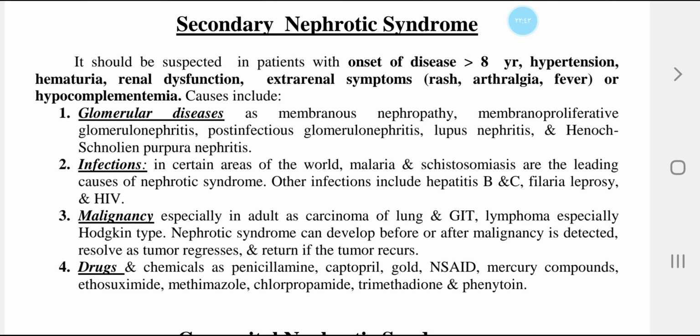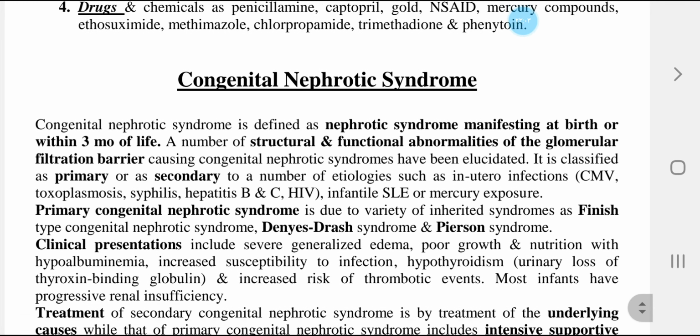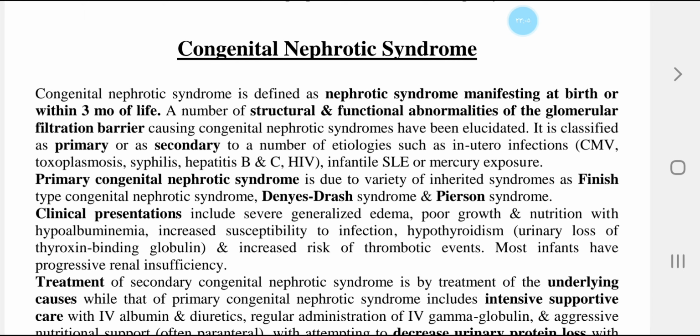4. Drugs and chemicals such as penicillamine, captopril, gold, non-steroidal anti-inflammatory drugs, mercury compounds, ethosuximide, methimazole, chlorpropamide, trimethadone, and phenytoin. And the last subject is congenital nephrotic syndrome, which is defined as nephrotic syndrome manifesting at birth or within 3 months of life.